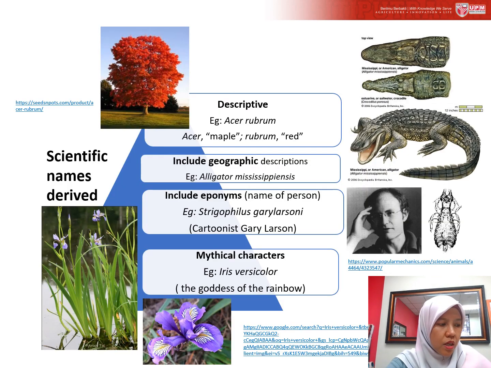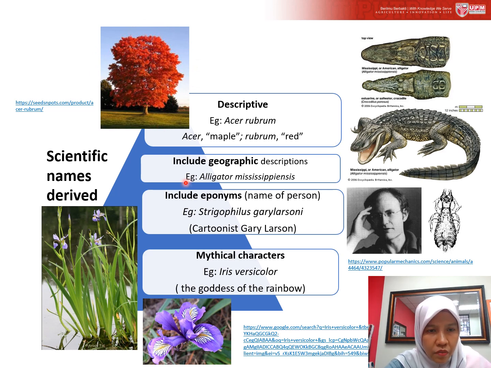Scientific names are derived in a number of ways. Some scientific names are descriptive, meaning they present an observation about the characteristics of something. For example, here you can see a red maple tree. Acer means maple, rubrum means red. So the scientific name of this plant is Acer rubrum.